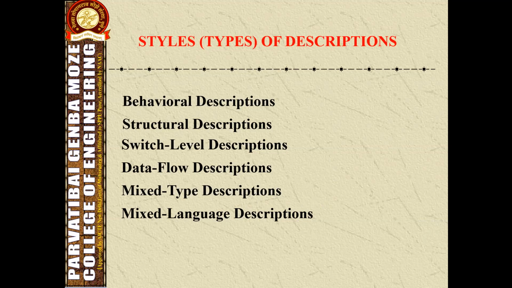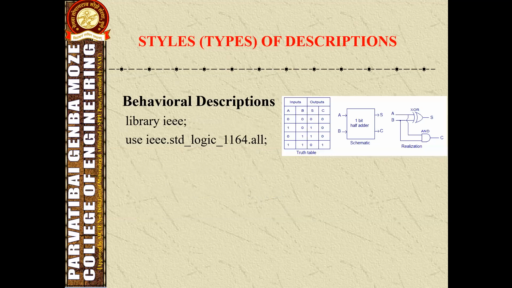In the following section, we will briefly discuss these styles one by one. First, let's see the behavioral style. A behavioral description models the system as how the output behaves with the input.